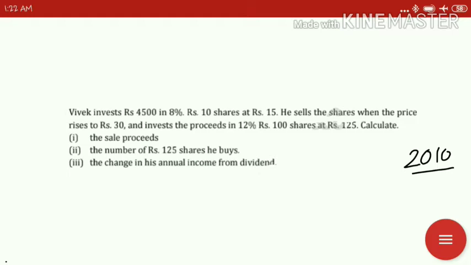So here you can see that a person, Vivek, is named. He has invested 4500. So that one is the investment. And 8% rupees 10 shares: 8% is the rate of dividend. So that one is the rate. And rupees 10 shares, you know, this is the face value. And rupees 15 is the market value.